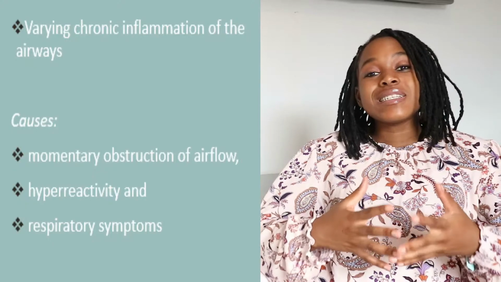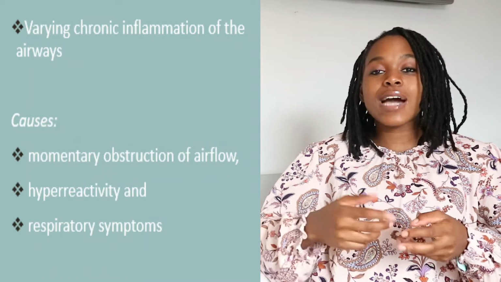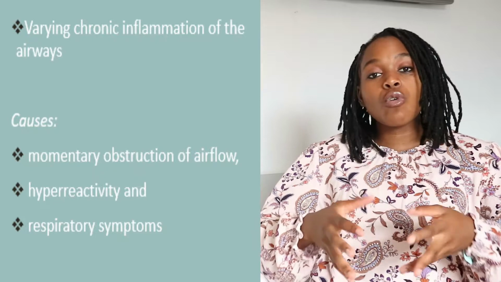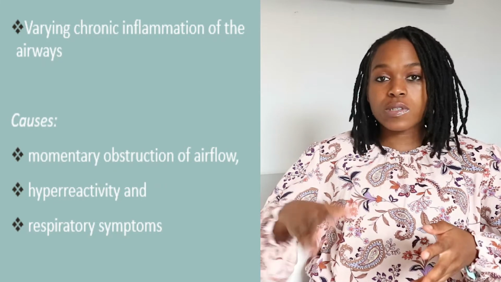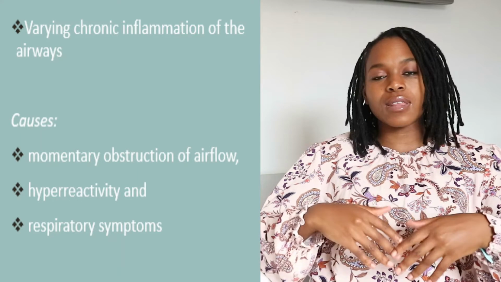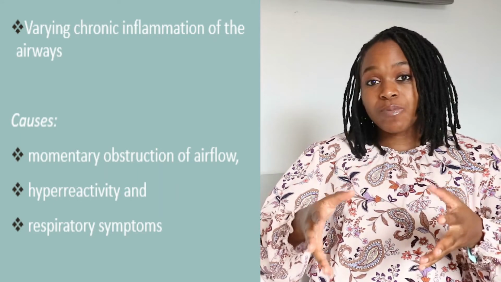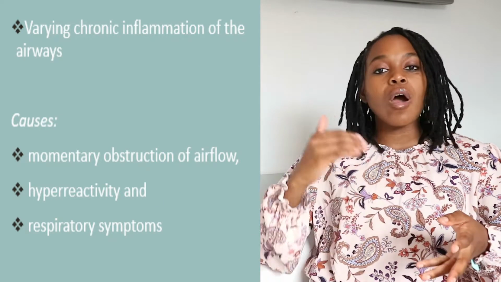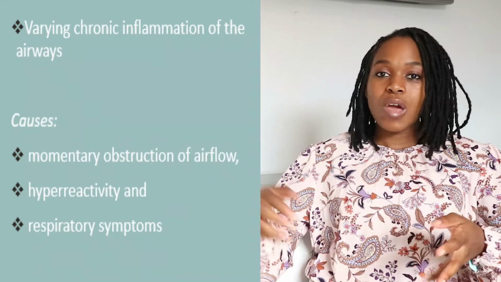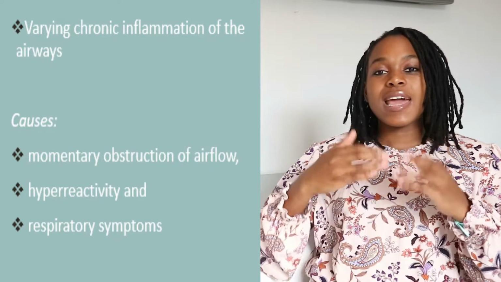So asthma is the temporary obstruction of air that flows in and out of the lungs, and is generally caused by chronic inflammation to the airways, which causes this obstruction in the lungs. Now, asthma can vary in severity, where some people may have mild asthma, which means they don't have many symptoms or attacks, where others may have severe asthma, where they have frequent symptoms and attacks.